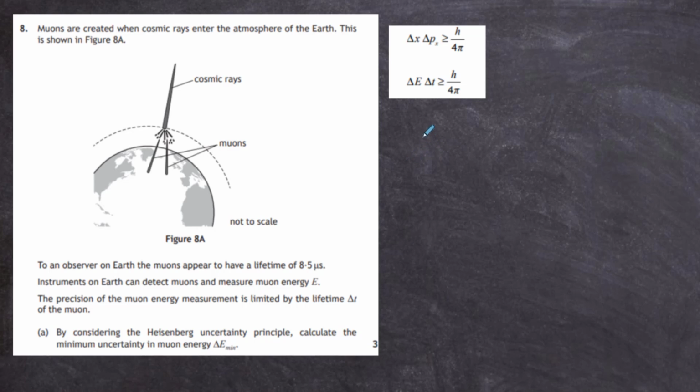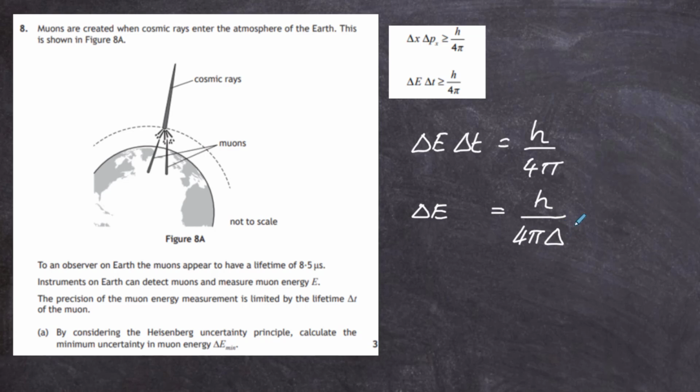We can write down the equation, delta E times delta T is going to equal h divided by 4 pi. Now we've got to rearrange because we want to find delta E. So delta E, if we rearrange, dividing both sides by delta T, we have h all over 4 pi, and we have to divide that by delta T. So there's our equation there. We can easily plug in the numbers now and find out the value of delta E.